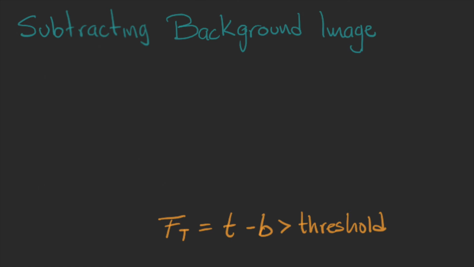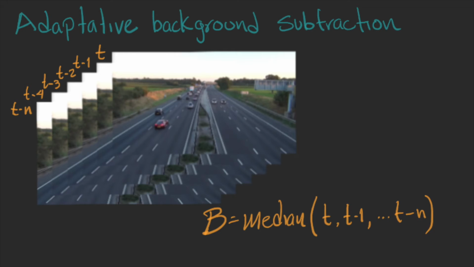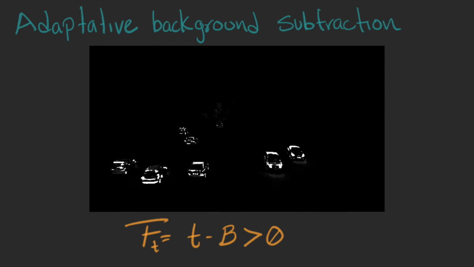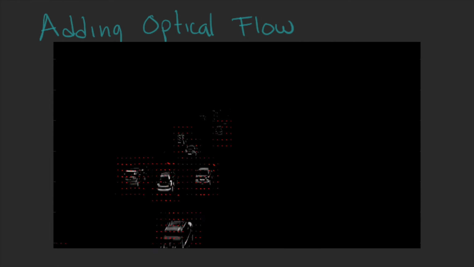For this, we can take the last n number of frames and calculate the median. The median works better than the mean. Remember that we want to take the most common values. This approach will be robust to illumination changes and will provide a good way to track moving objects.